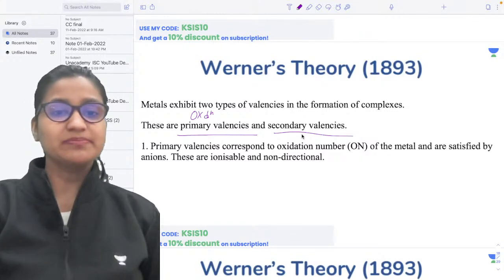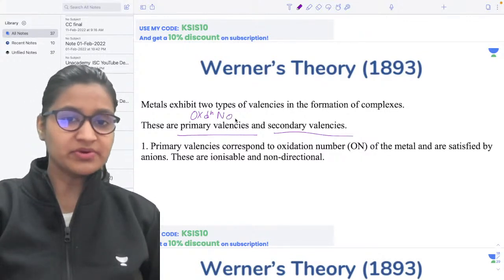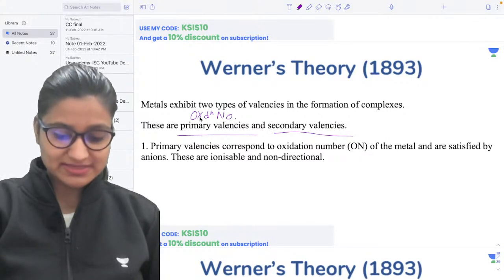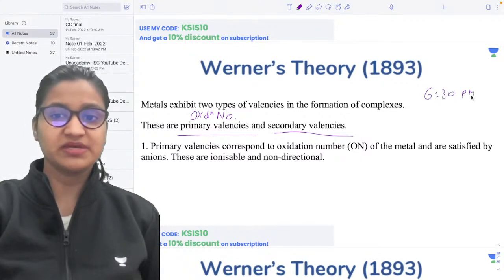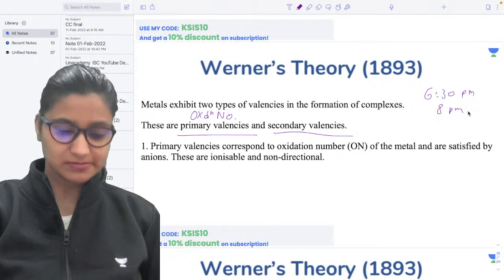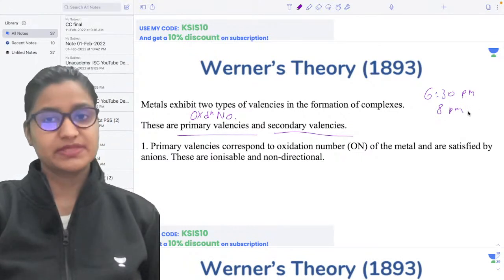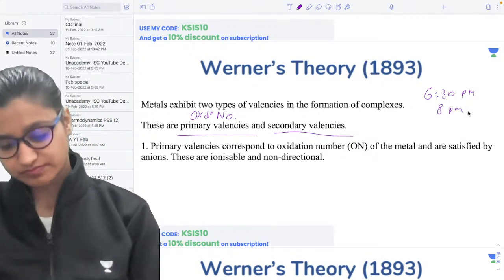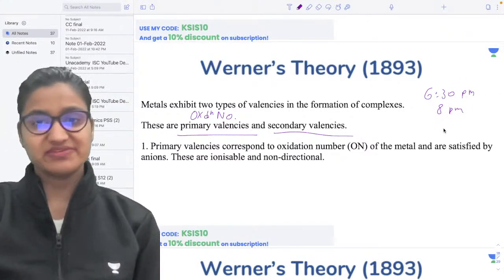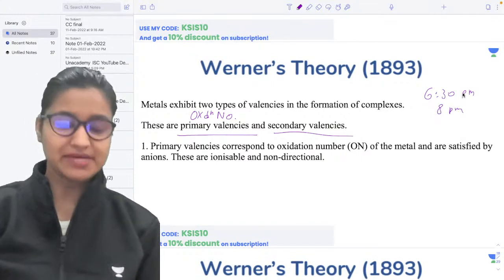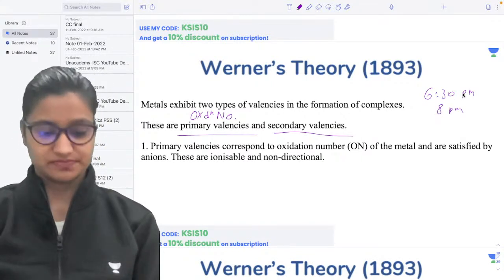Okay? So simply the oxidation number was called... There is a special class at 6:30 PM and at 8 PM as well, 6:30 PM and 8 PM. Plus the class from 4 to 5, then 6:30 to 7:30 and then 8 to 9. This is the schedule.